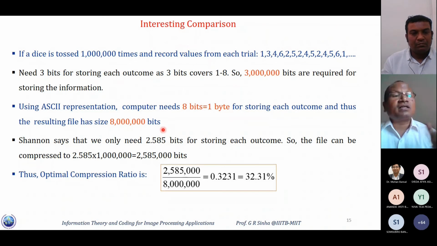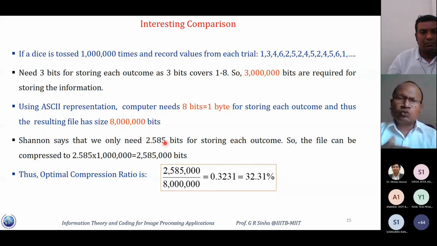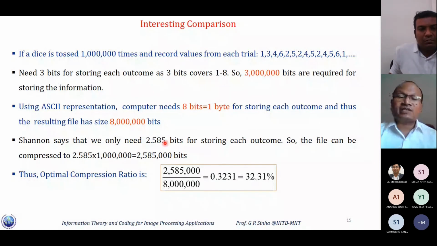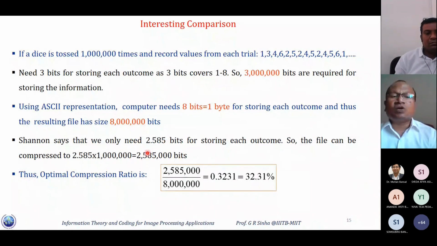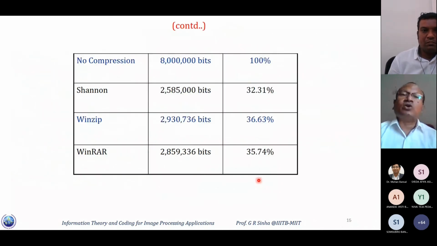But Shannon's theory says, or other coding theory suggests, that we can require even fewer bits. Suppose we require only 2.585 bits, as you calculate in Huffman coding also. When you actually require fewer bits, these many total bits will be required. So the optimal compression ratio is 32. It means the number of bits required to represent the same data is less. You are compressing the data by using a certain coding theorem.